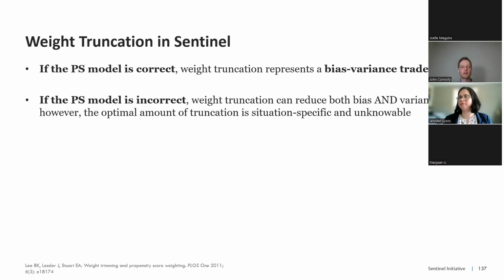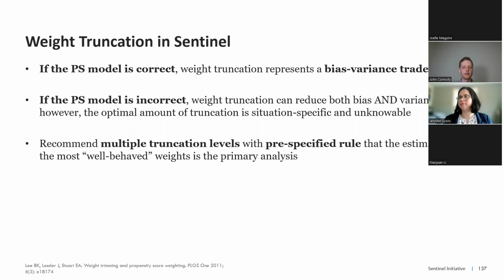I think it's interesting that conceptually, if your propensity score model is incorrect, weight truncation can actually reduce both your bias and your variance. But, and this is outlined in the paper I've cited here, I don't think this is a particularly practical result for us, especially in Sentinel, because the optimal amount of truncation that you need in this situation is going to depend on the specifics of your particular study. And we'll never know if we exactly hit the right amount of truncation on the nose. So I think ultimately the bias-variance trade-off framework is the best way to think about weight truncation.